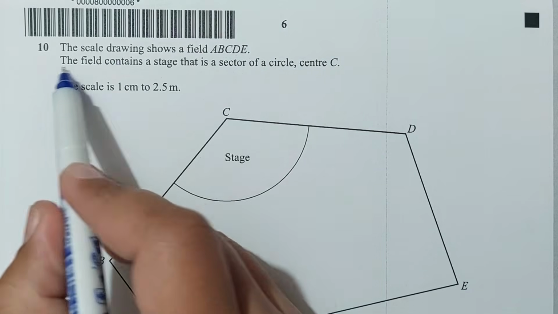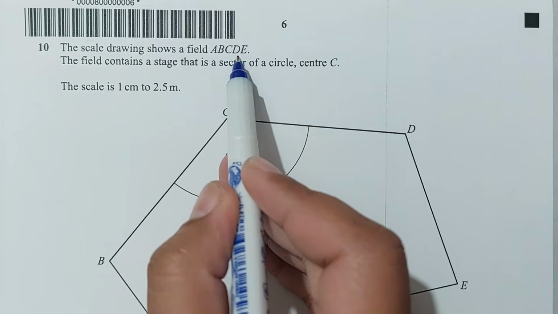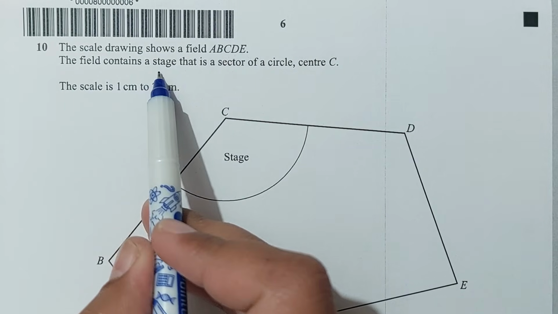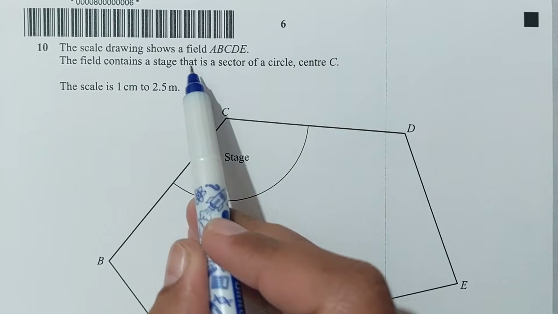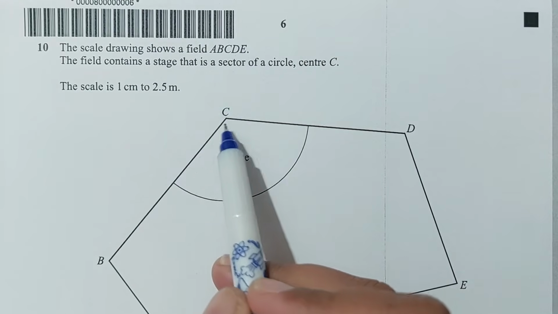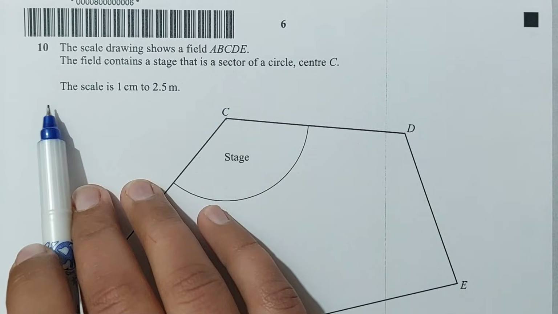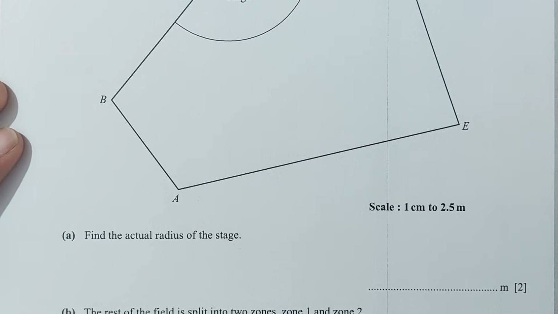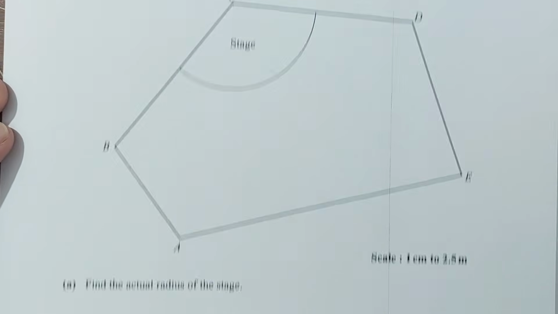Question number 10. The scale drawing shows a field A, B, C, D, and E. The field contains a stage. This is a stage that is a sector of a circle centered at C. The scale is 1 centimeter to 2.5 meters. Now for part A, find the actual radius of the stage.